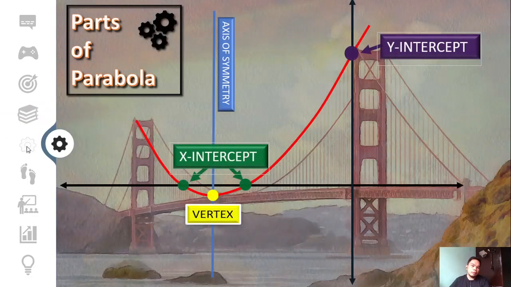Okay, now let's go to the different parts of parabola. Okay, so ito yung parabola natin, yung curve. Then, yung tuldok na nasa pinakagitna ng parabola, ang tawag natin doon is vertex. Then we also have the x-intercept and y-intercept, and also the vertical line which we call axis of symmetry.